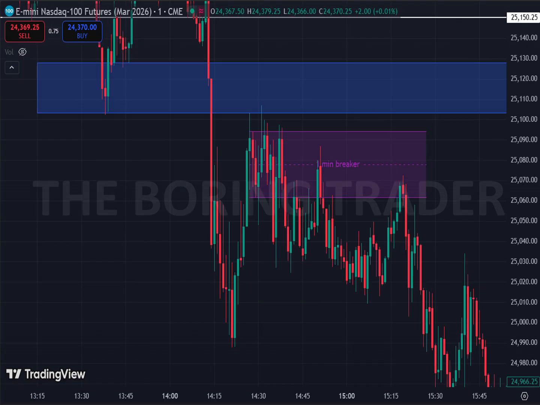And zooming into the 1 minute time frame, things started to get interesting. You can see that price retraced back into the 15-minute gap, and on the 1 minute chart, we got a breaker formation. That breaker basically gave a confirmation for a short setup, with the target being the 24,990 lows.